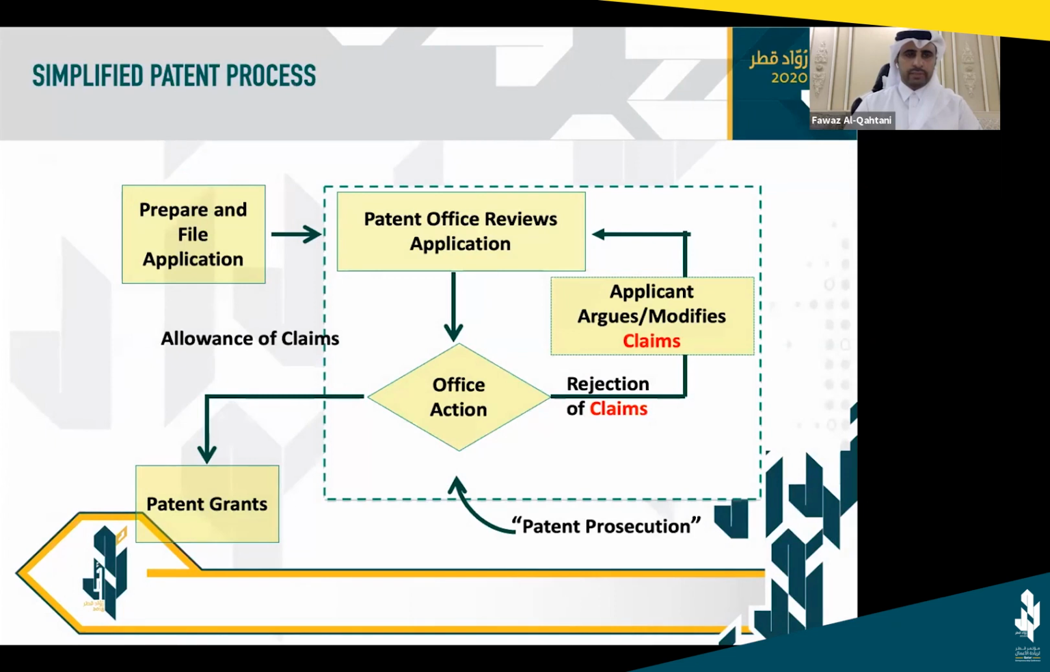So here is a simplified patent process. If you want to patent your work or your product, you have to prepare and file an application. For example, in Qatar, you have to reach out to the Ministry of Commerce, to the patent office. You file the application and pay certain fees. The patent office will review the application. There will be an office action. If all the claims are accepted, then the patent is granted. Otherwise, it will be rejected and referred back to you. You can argue the first time, the second time, and I think the third time it will be rejected.